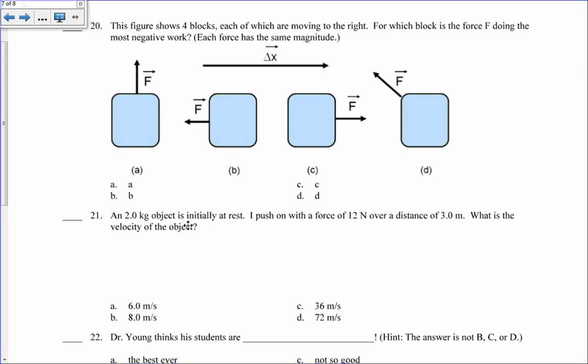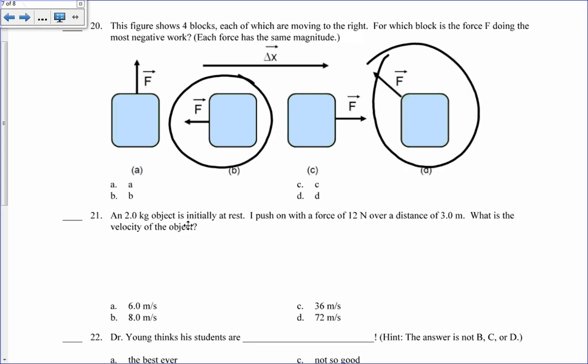This figure shows 4 blocks, each moving to the right. For which block is the force doing the most negative work? All right, the block doing negative work is the one pointing to the right. This force is doing negative work, and this force is also doing negative work, but this force is doing more negative work because all of that force is in the negative direction. So the answer is B.